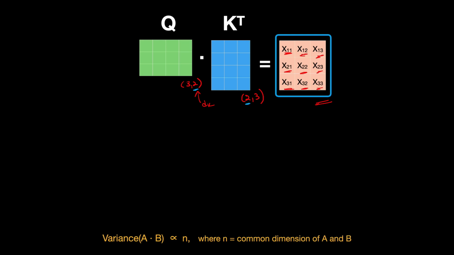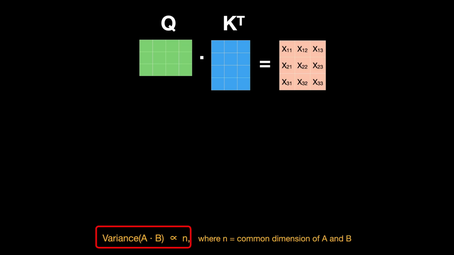Note that it does not matter what the size of this matrix will be. Even if my dk is 2 or 64 or 512 or even 1000, the resultant size is going to be 3,3 only. But the variance of the values inside this result is going to be higher with the higher value of dk. So what is the relationship between this property in mathematics and division by root of dk?